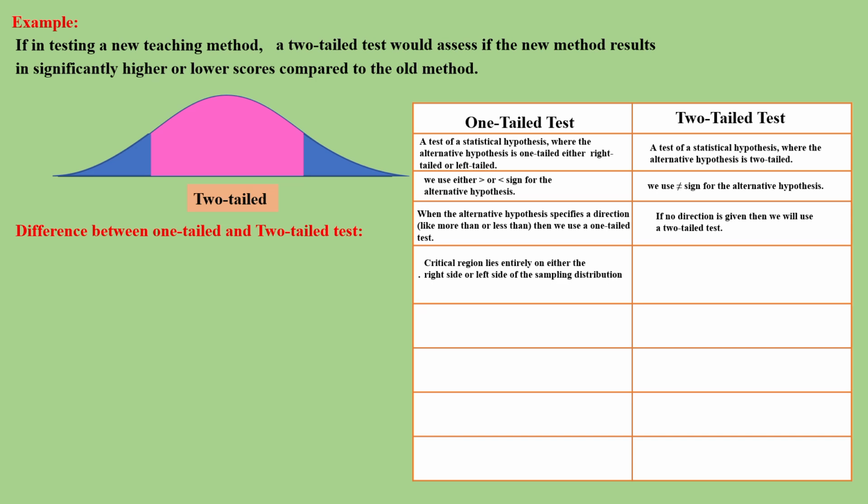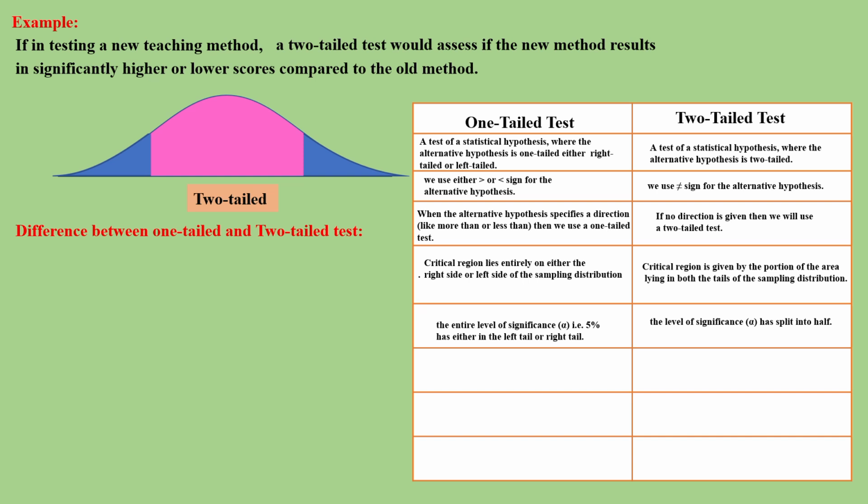In one-tailed, the critical region lies entirely on either the right side or the left side, because it is one side, right? Here it will be on both sides. The entire level of significance, that is 5%, is on either the left side or the right side, but here it is split in half, 2.5 and 2.5. The rejection region is either on the left side or the right side. Here it will be on both sides, right?